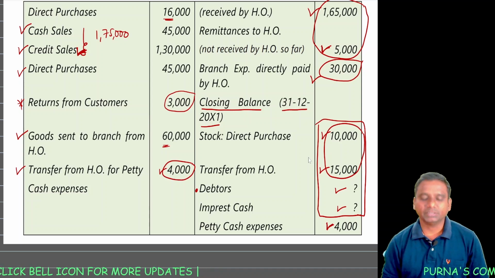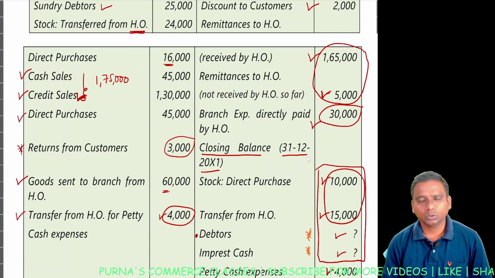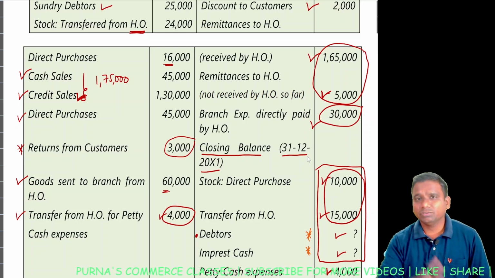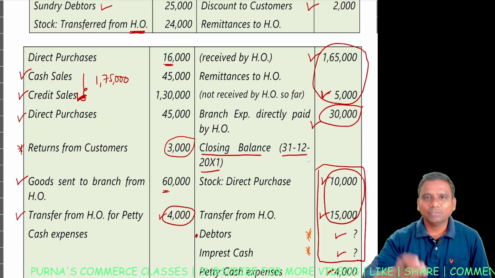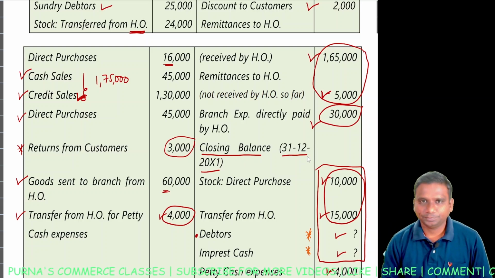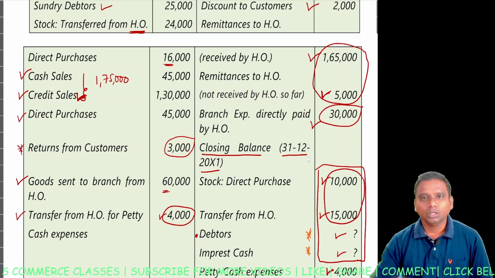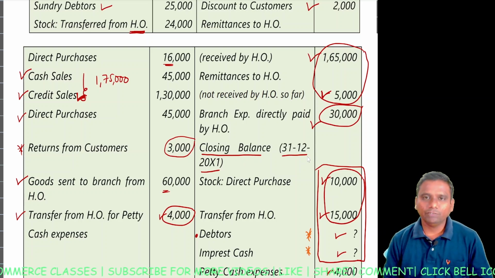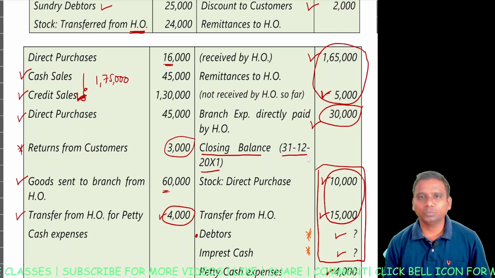Petty cash expenses. See, in donation problems or in any practice problems, some information we can directly take to the answer, but some information we need to calculate, and this calculation should be in the form of a working note. To do this working note, they give you information in the problem. That's it. I hope you understood.